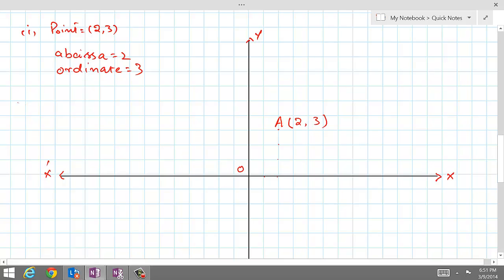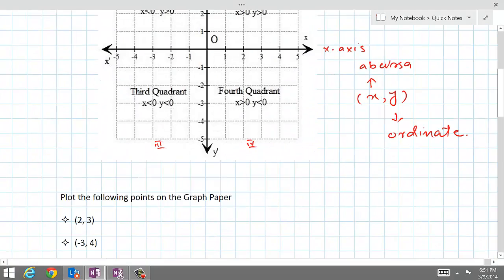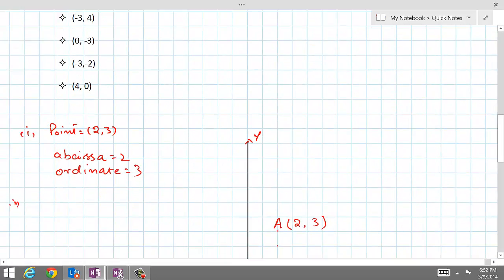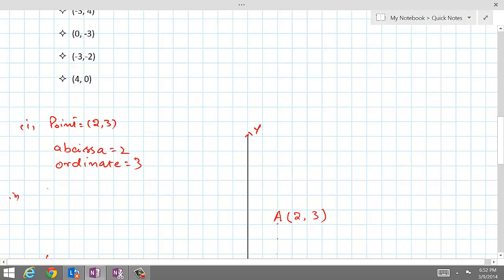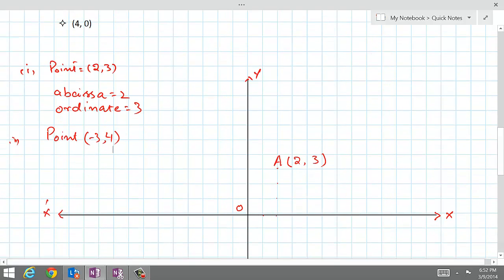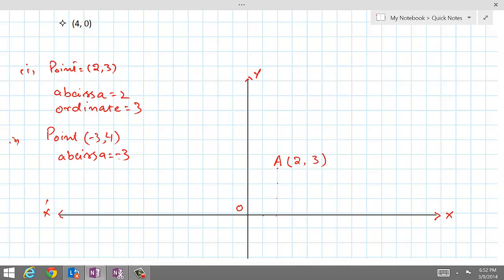Anyways, the second point for us is what? The second point which we need to plot is minus 3, 4. So the next point is minus 3 and 4. And what is the abscissa here? The abscissa for this point is equal to minus 3. So negative sign tells us the direction of the movement, and 3 tells us how far we have to go. Negative means that now we are going to move toward left by how many units?